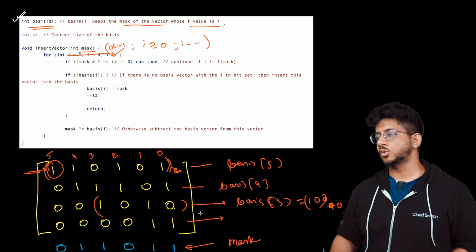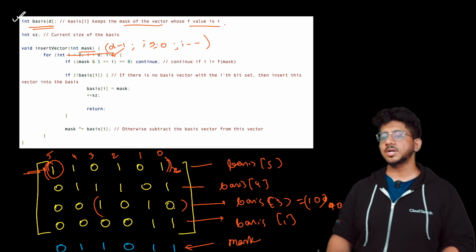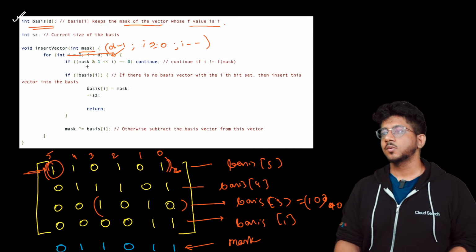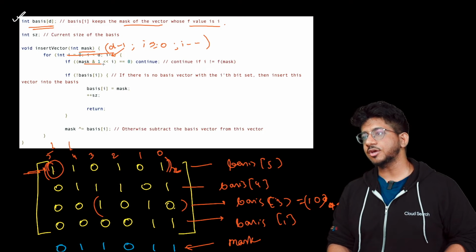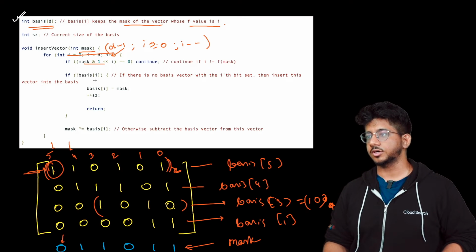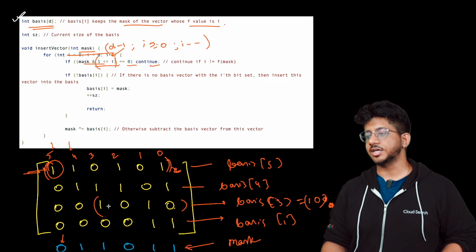Then this will be stored in basis of 1 as of now. Okay. Now when this new number comes in, we go through the bits one by one and see whether this bit is 1 or not. If this bit is 0, then we continue, we skip.